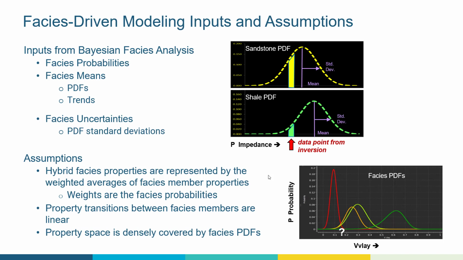Our assumption there, as shown in the first bullet, is that hybrid facies properties are represented by the weighted averages of other facies members' properties. That's an assumption. And the weights that they contribute are, in fact, their facies probabilities. Further, we assume that the property transitions between these facies members are linear. In this first implementation, we've assumed that. It doesn't really have to be that way. Maybe some further research down the line will change that. But that's the assumption here.